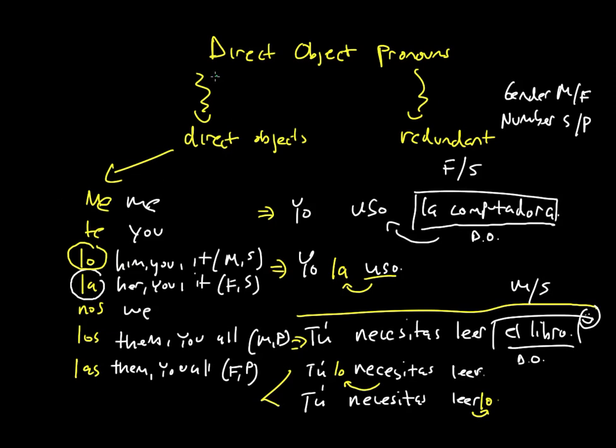Take a look at these direct object pronouns. Remember, they replace direct objects and we use them to avoid being redundant. Okay? If you have any questions, let me know.